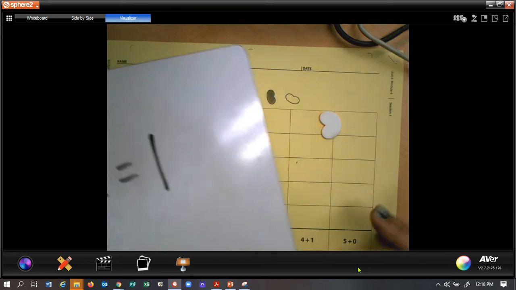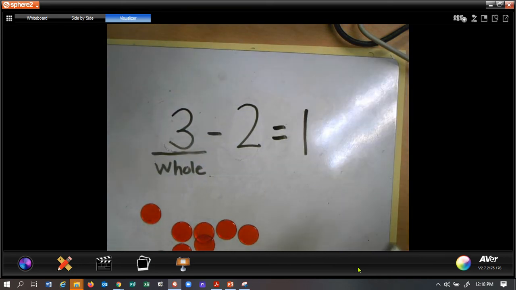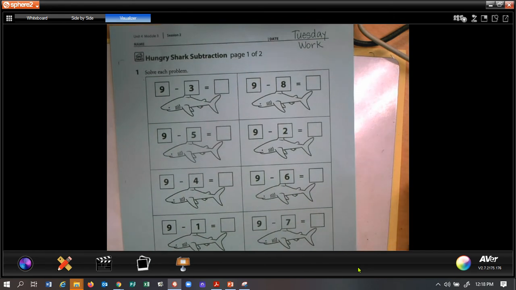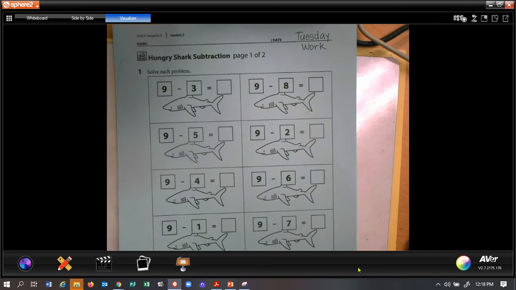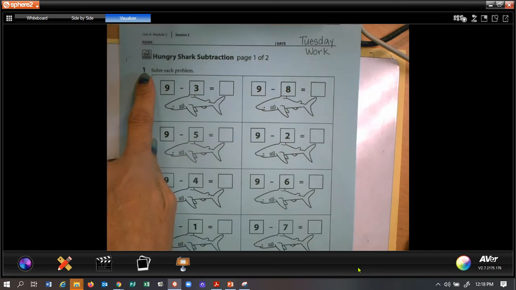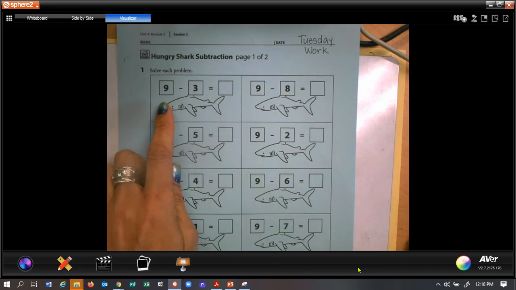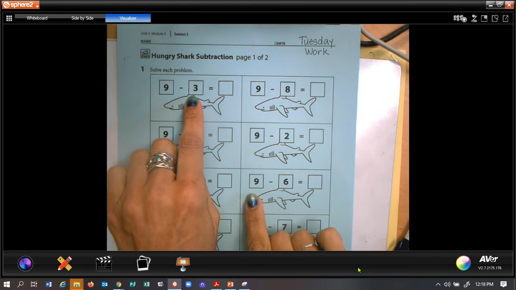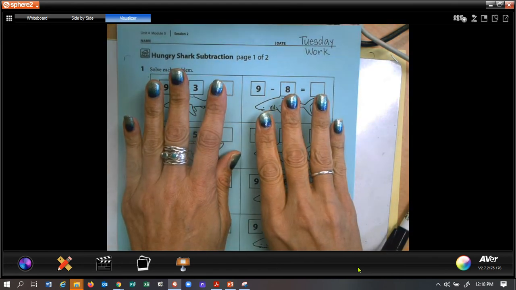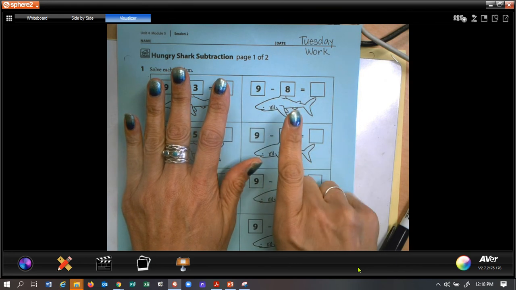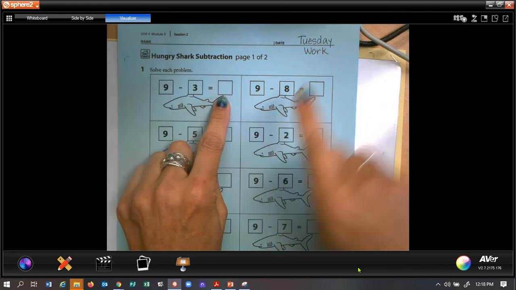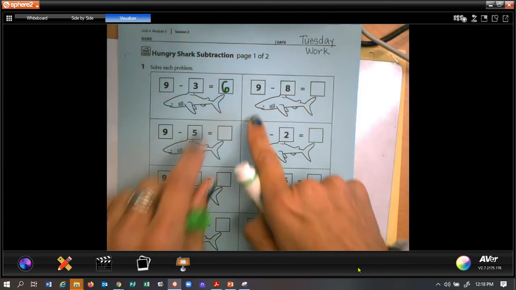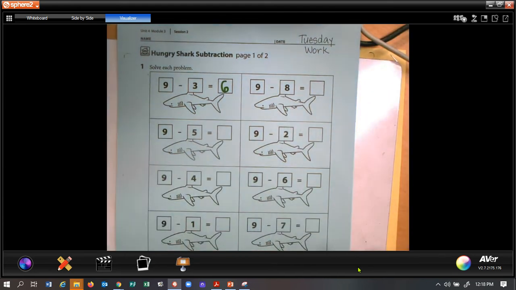You're going to get a chance right now to practice what we just learned on this shark paper from your folder. This is your assignment today. On the first side of your assignment, number 1, you have simple subtraction. Every time you're going to start with 9, and you're going to take some away. So if I have 9, and I take away 3, my answer is 6. So these are all going to be just your simple subtraction facts.